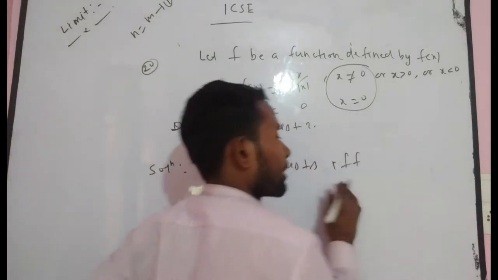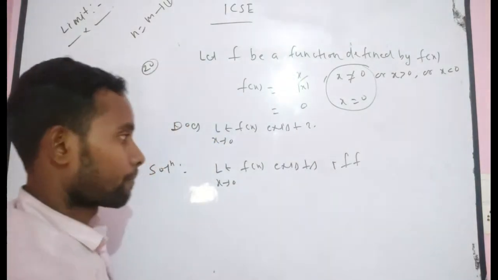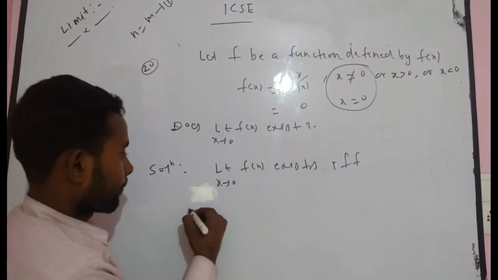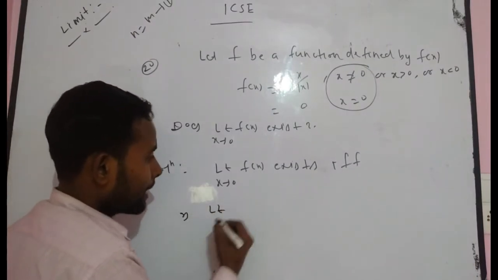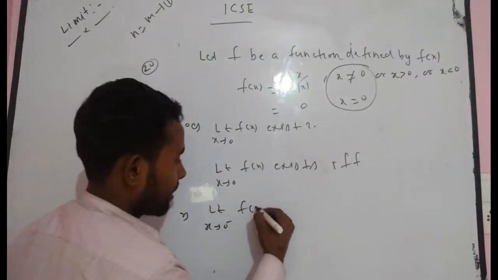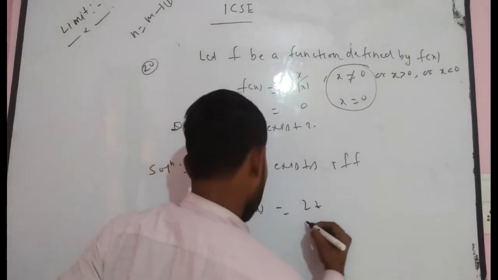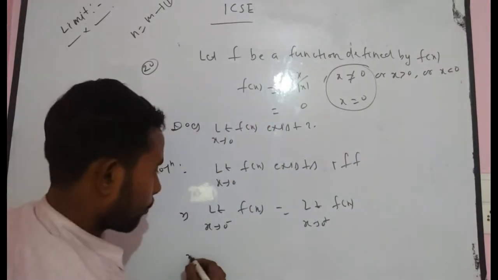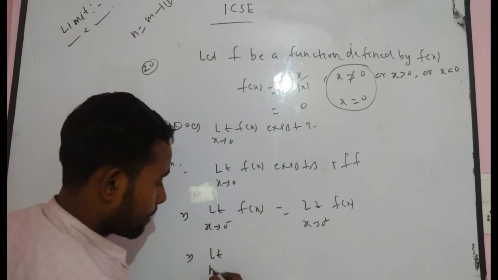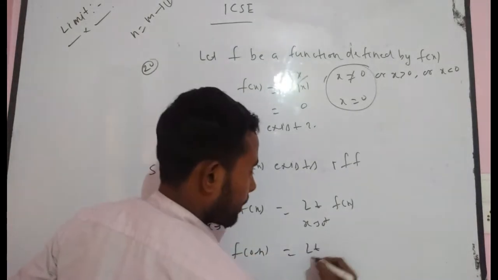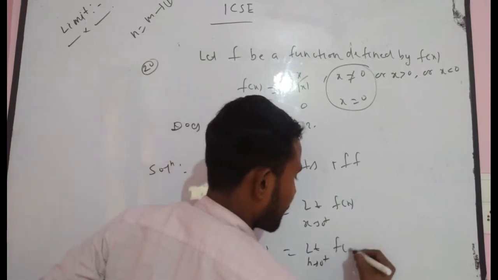See here, firstly you have to write: the limit as x tends to 0 of f(x) exists if and only if the limit as x tends to 0 from the left hand side of f(x) is the same as the limit as x tends to 0 from the right hand side of f(x). According to this problem, it will be the limit as x tends to 0 from the left hand side of f(0 minus h) is equal to the limit as x tends to 0 from the right hand side of f(0 plus h).